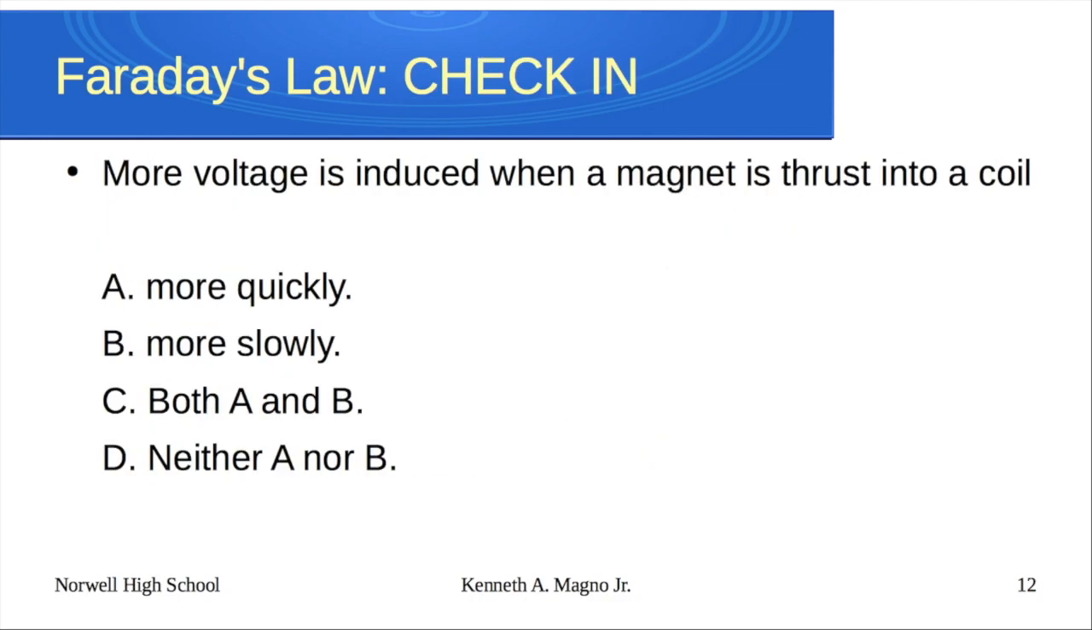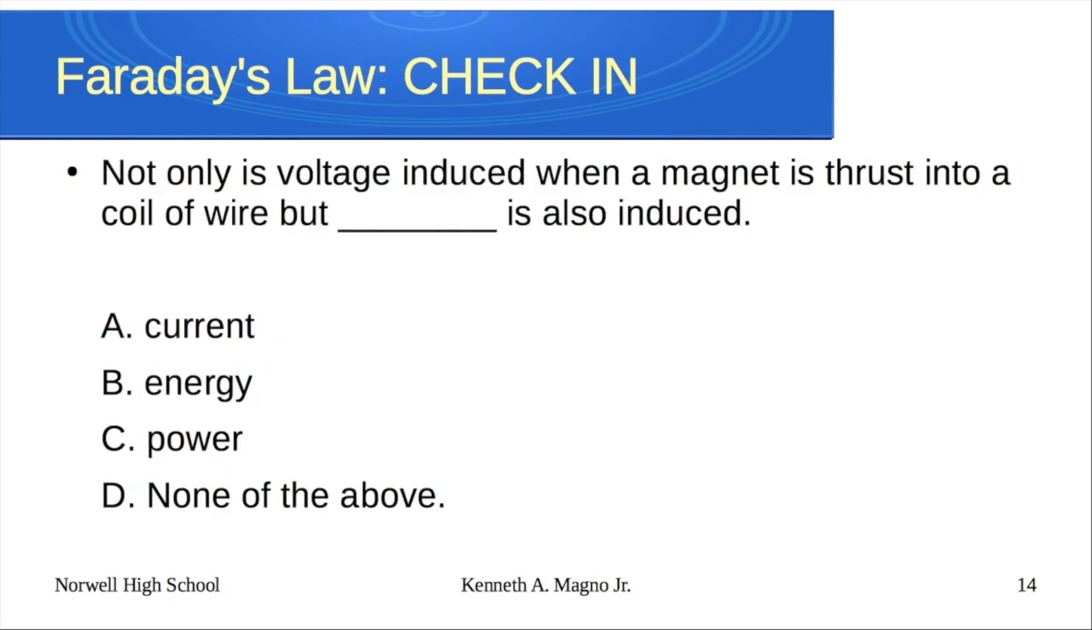The more voltage that's induced when a magnet is thrust into a coil is going to be because you did it more quickly, more slowly, either A or B, or neither A nor B. And it's going to be A, more quickly. So the quicker I can do it, the more voltage is going to be induced when the magnet is thrust into the coil. Not only is voltage induced when the magnet is thrust into a coil of wire, but something else is also induced. Current, energy, power, or none of the above. And it's current, because if you have voltage with a resistance, V equals IR, you have to have a current.